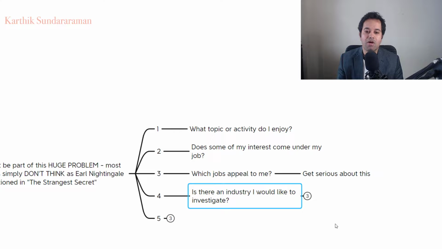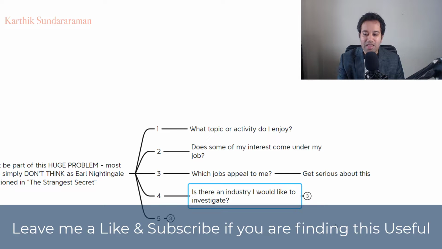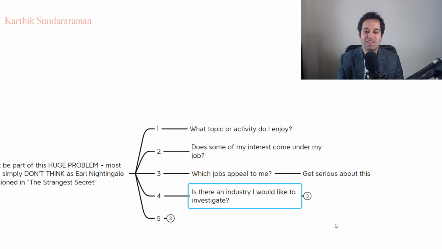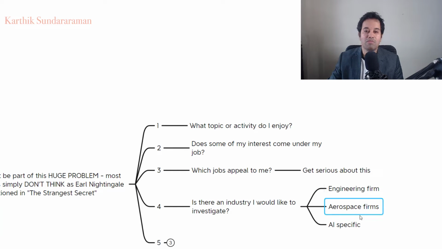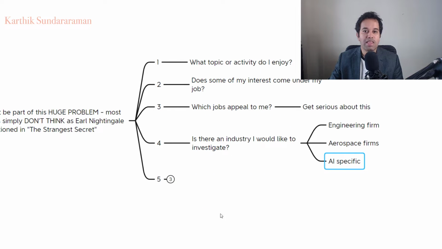Is there an industry I would like to investigate? So just take some time off and get outside of your own industry that you've been part of, where you've been building your career, and see if there are other industries. For example, there are people who call themselves futurists. They look at how technology and mankind are merging, and what humans will do when AI does a lot of jobs and robots do so many things that we are already doing. These are futuristic thinkers. If you want to get into this industry, maybe take a look at it. Engineering firms, aerospace, AI-specific things, anything that interests you.